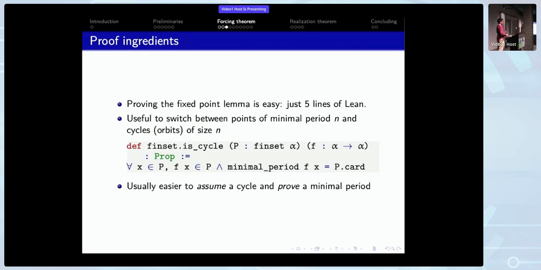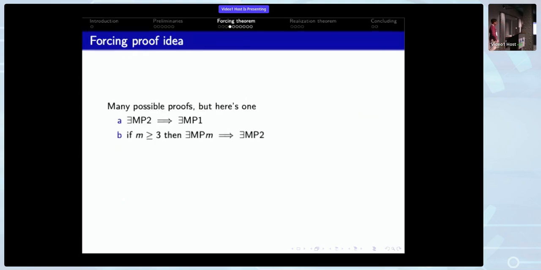But one other thing which is going to be really useful is switching between points of minimal period and orbits of size n. So the difference here is if I have a single point with period n, then I sometimes want to think about the collection of points which that one hits, which is also called the orbit. So I've started with my point here. Maybe it has period 5, so it hits 5 different points. And I want to consider that as a set. Now, these are conceptually the same thing, but one is a set, one's a point, so I do need to have different things here. And here's just a definition of what the cycle is. Even though these are equivalent, it turns out to be easier to have cycles in our assumptions and our conclusions be about points of minimal period. So that's how all the proofs are going to be laid out.